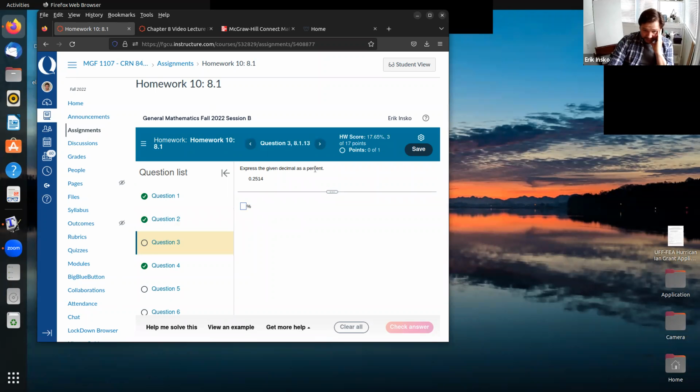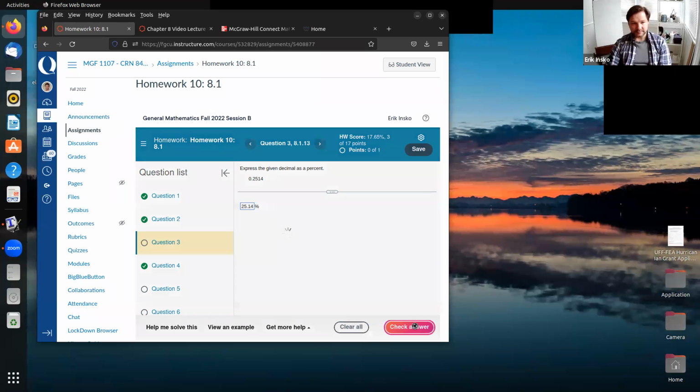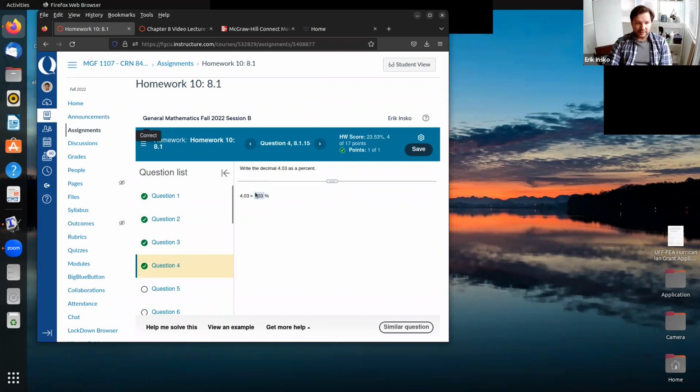Express the given decimal as a percent. Okay, so that is 0.2514. So that would be 2514 over, what is that, 10,000? Anyways, you would write that as 25.14%, I think. Okay, so 4.03 is 403%.